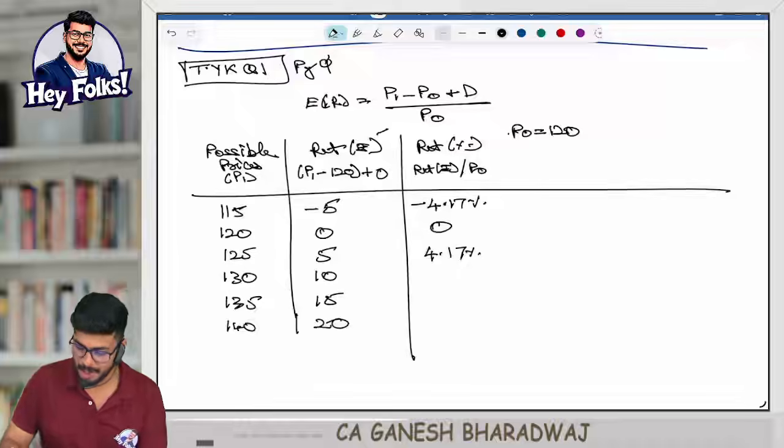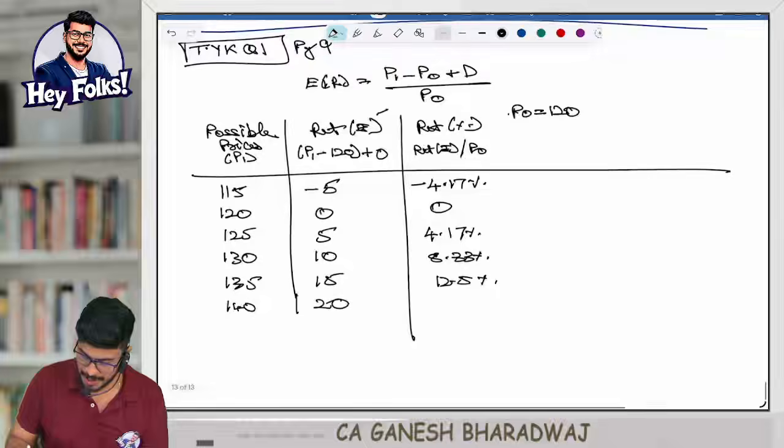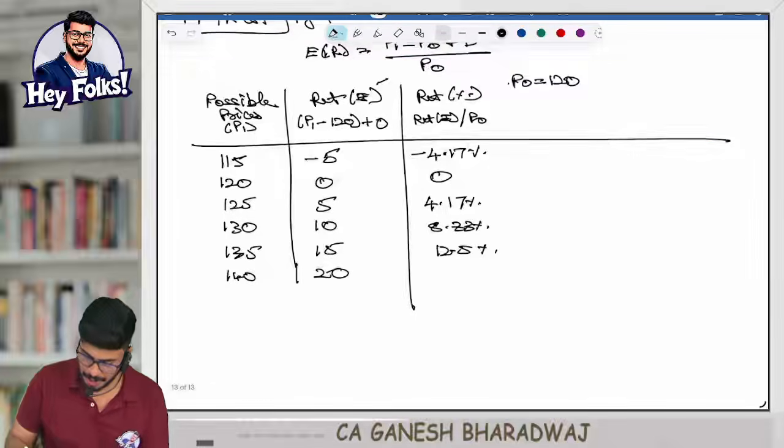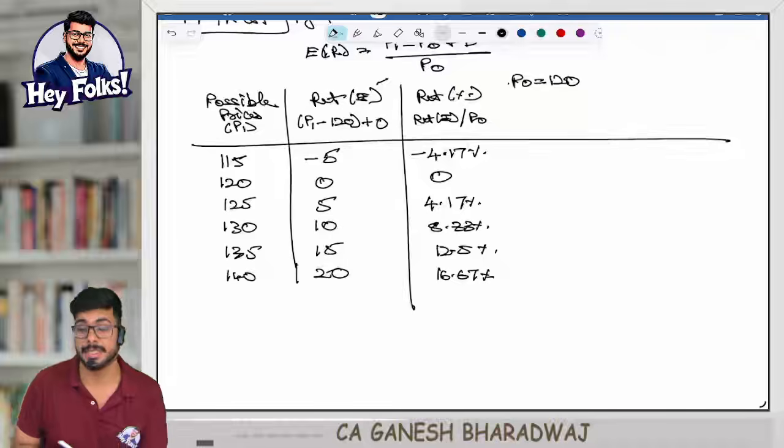Then 10 upon 120 into 100. How much? 8.33%. Here it's going to be 15 by 120 into 100: 12.5 percentage. And then 20 upon 120 into 100. How much is that? 16.67 percentage. Is this clear, guys?